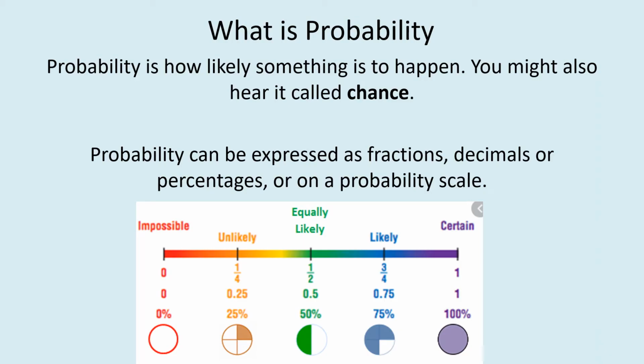What is probability? Well, probability is how likely something is to happen. You might have also heard it called chance. Probability can be expressed as fractions, decimals, or percentages, or on a probability scale. In the picture that we can see here, we've got the probability scale with 0. If an event has 0 chance of happening, or if it's impossible for that event to happen, it would be at 0 in that red area. And if there is 100% certainty that an event will happen, it will be at number 1. All probability is measured out of 1.